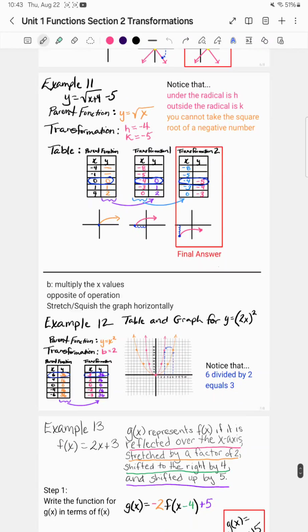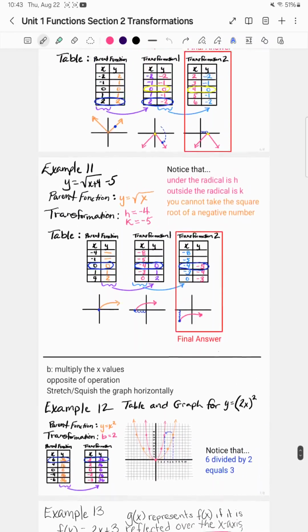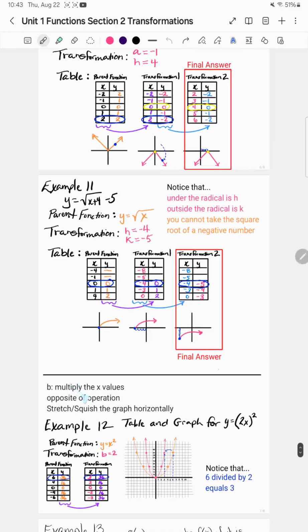All right, example 12, we're going to be looking at b for a minute. So this is what b does. It multiplies the x values. It does the opposite of whatever operation it says, and it's going to stretch or squish the graph horizontally. So we're doing a quick look at this just because we're not going to use it very much, but it is important to know something about it.